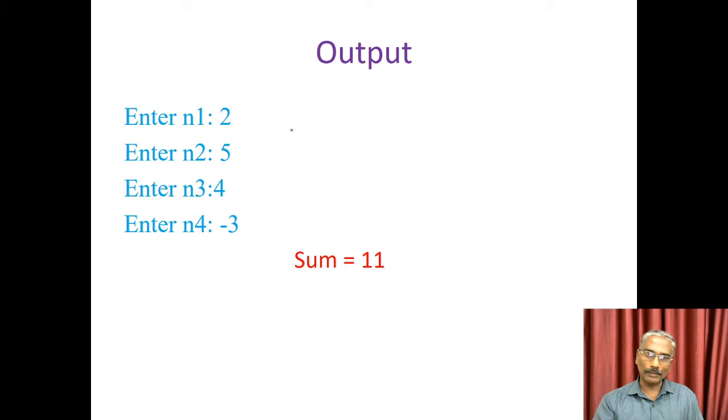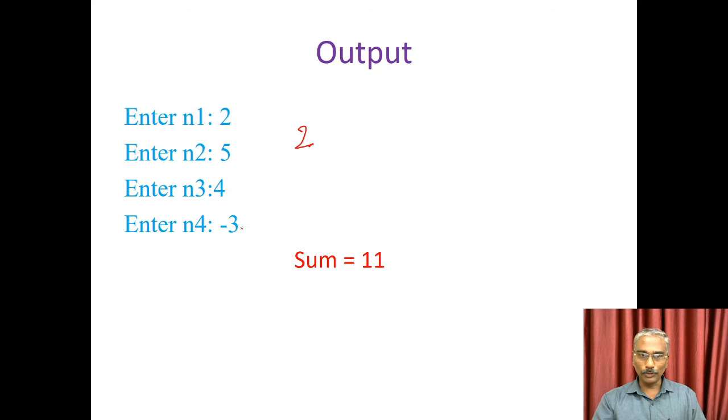So first we are entering the value of 5, 2. If the number is less than 0, it will break. Here the condition is not true. So what we do is first add: 2 plus 5, 7, 7 plus 4, 11.